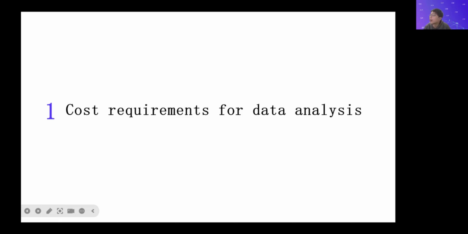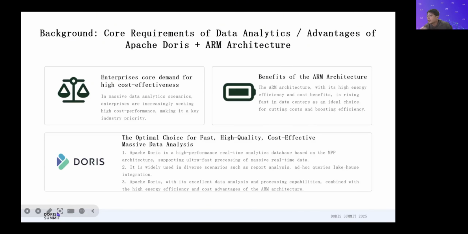First, let's talk about the core demands in the field of data analysis and why the combination of Apache Doris and ARM architecture is a game changer. In today's data analysis scenarios, enterprises are placing more and more emphasis on high cost effectiveness, and it becomes a key priority for the industry to get the most value out of every investment in data infrastructure.